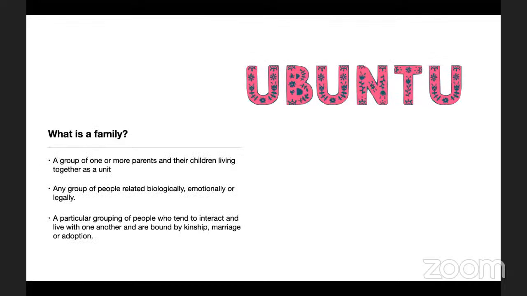So to start, we need to understand what is a family. There's many definitions for a family. The Oxford Dictionary formally defines a family as a group of one or more parents and their children living together as a unit. However, we know that not all families fit into this definition, and therefore many more exist. A more inclusive definition would be any group of people related biologically, emotionally, or legally. Another example of a family would be a particular grouping of people who tend to interact and live with one another and are bound by kinship, marriage, or adoption.